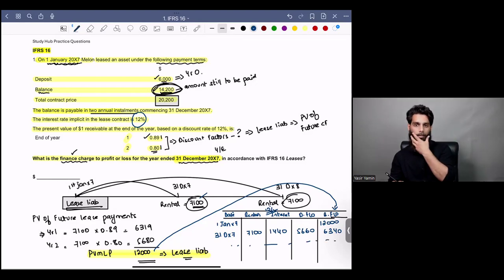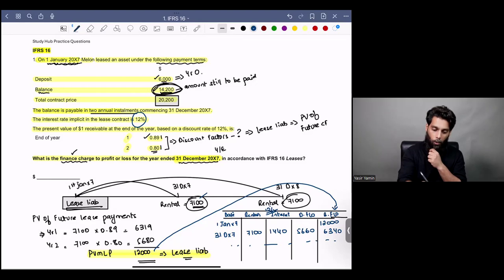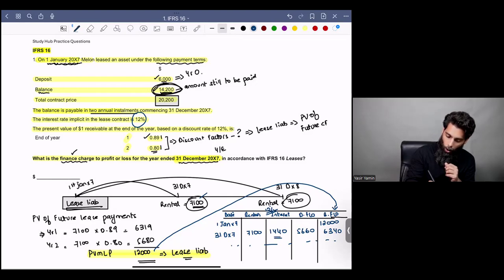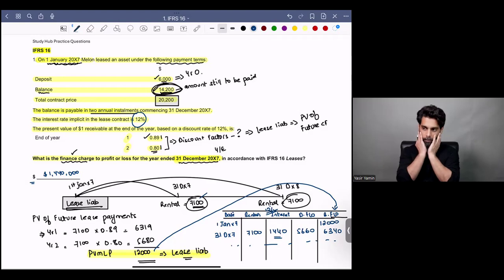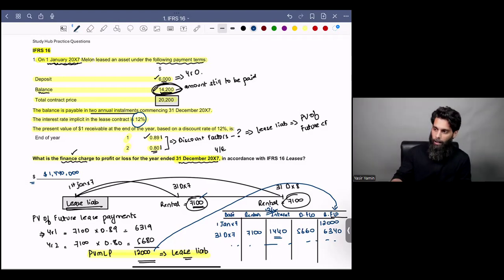All right, guys, done. So your examiner was asking what was the finance charge for the first year, and our answer would be, since we need to write in full numbers, dollar amount, 1,440,000. This is the answer in full amounts. Is everybody clear on this? Everybody says okay, and then I'll move forward to the next question. Is it okay? Perfect. Excellent.